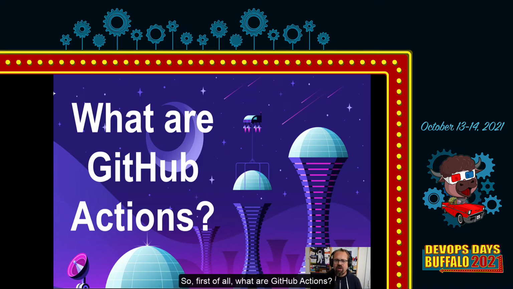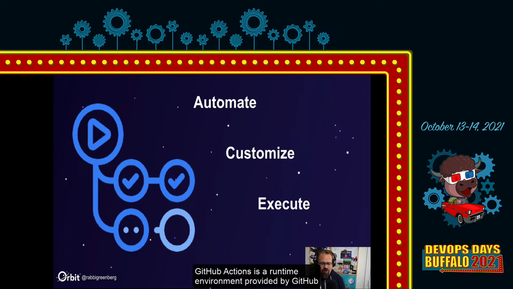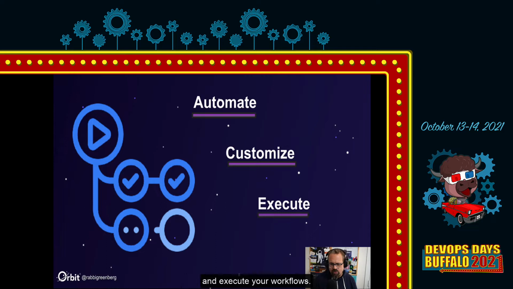So first of all, what are GitHub Actions? GitHub Actions is a runtime environment provided by GitHub for free for most uses, most public repositories, that allows you to automate, customize, and execute your workflows. So for example, in the testing environment, you may have very specific needs on which you want to test your code or your library. You can customize that, you can automate it on a schedule, and you can execute it whenever you need to execute that schedule, all within the context of GitHub.